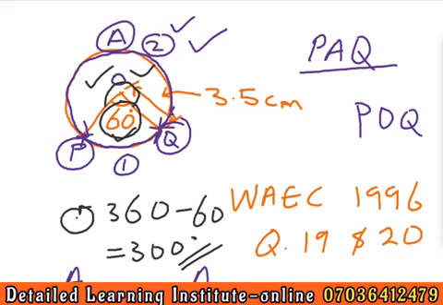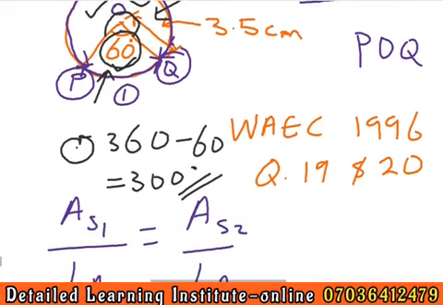Now we have identified our major sector as this sector and our minor sector as that sector. Good. And then we are asked in question 20, what is the area of the minor sector? So I've done this so that you can know what we're actually solving for when we begin the solution.